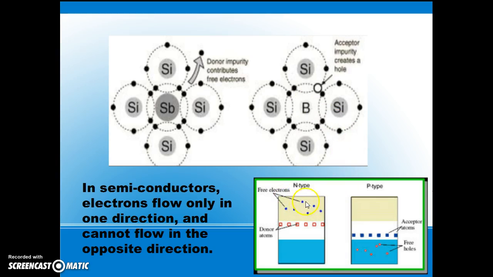So in an N-type semiconductor, we can have electrons that are going to flow in the direction of, for instance, a P-type semiconductor. So the electrons are in excess here and deficient here, and we will get current flowing only in one direction, from the N to the P.